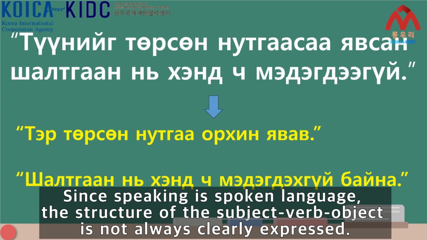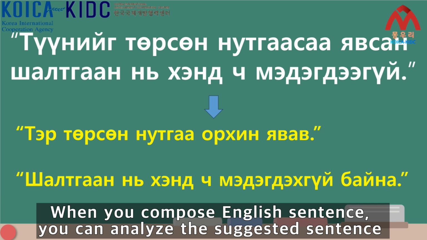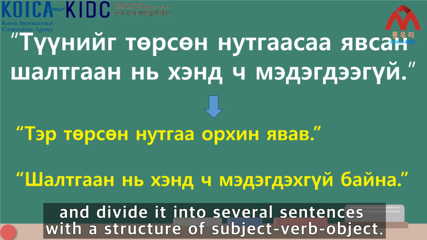Since speaking is spoken language, the structure of subject, verb, object is not always clearly expressed, but writing is different. When you compose an English sentence, you can analyze the suggested sentence and divide it into several sentences with a structure of subject, verb, object.